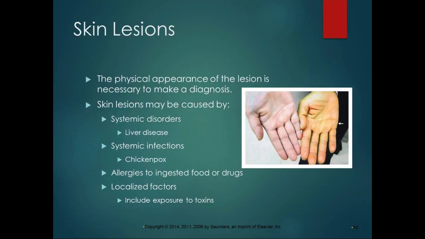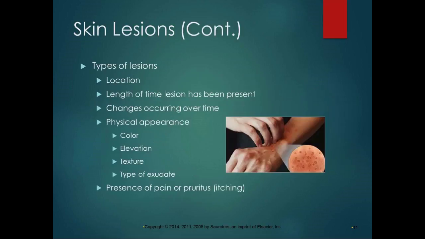So a lesion basically is abnormal or disrupted tissue of any organ system. So when we talk about skin lesions, we talk about the physical appearance of the lesion, and that's how they diagnose it. So skin lesions can be caused by systemic disorders like liver disease, as the example they give here, systemic infections like chickenpox or shingles, which is chickenpox's older brother, allergies to ingested food or drugs, or localized factors like exposures to toxins causing contact dermatitis. And we're going to talk about all that nifty stuff.